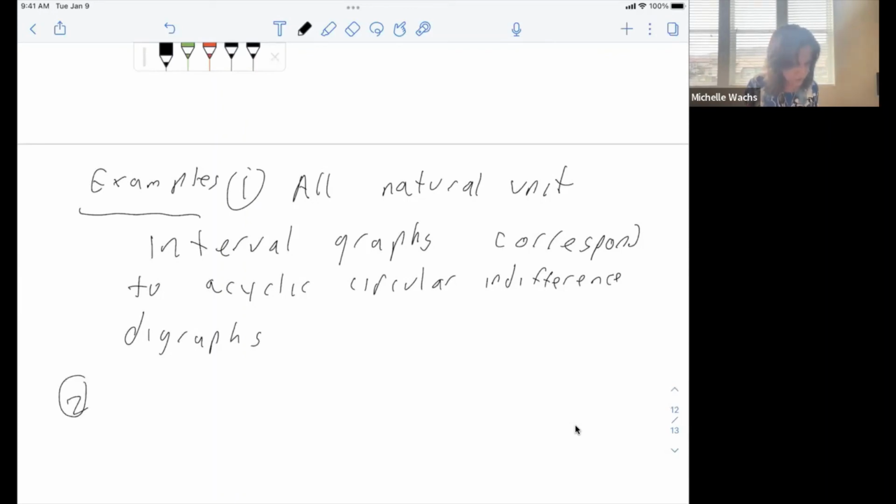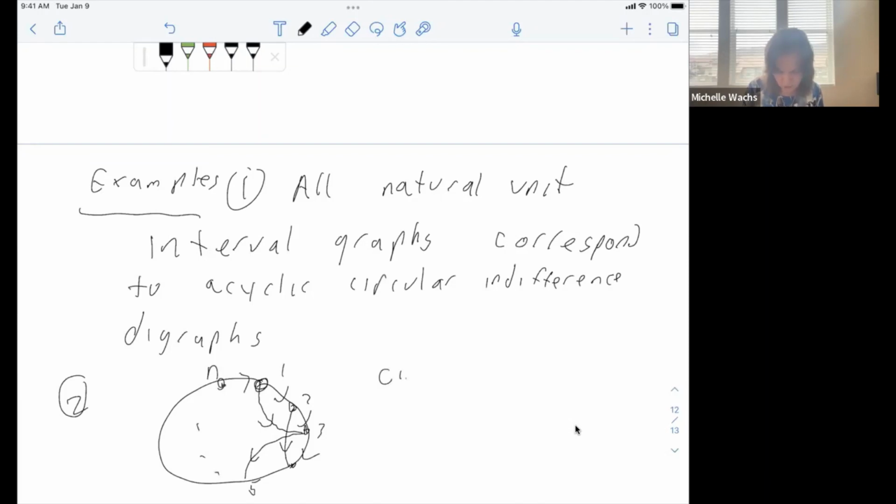And here, let me just write another example. If we go around in the circle, so these are the vertices, 1, 2, and here's n. So we have this cycle. And then we connect 1 to 3, 2 to 4, say. This is just one example. 3 to 5 this way. This is a circular indifference digraph.